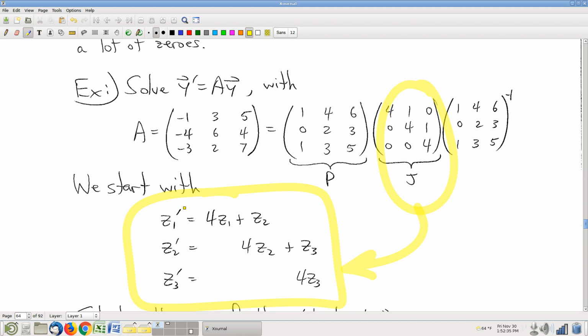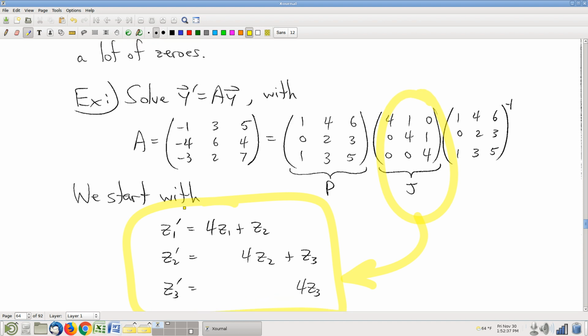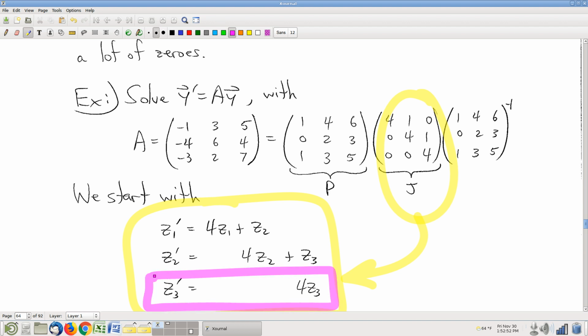Okay, and not decoupled, right? There's Z2s in my Z1 equation, so I can't just solve for Z1. There's a Z3 in my Z2 equation, so I can't just solve for Z2. However, I can totally solve for Z3. There's nothing but Z3s in the Z3 equation, so you can solve for Z3. And then, here's the deal. Once you've solved for Z3, now you know everything in the Z2 equation other than Z2. So you can solve for Z2.